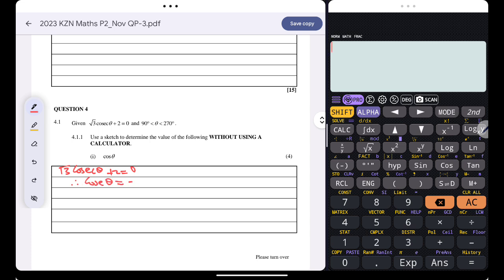we'll take the 2 to the other side, we'll have a negative 2, and then we'll divide by the root 3. Are we together? Please remember that cosec, guys, is the reciprocal of what? Of sine. If sine is y over r, therefore cosec will be r over y. Are we together? So all we need to do is to just find our right angle triangle.